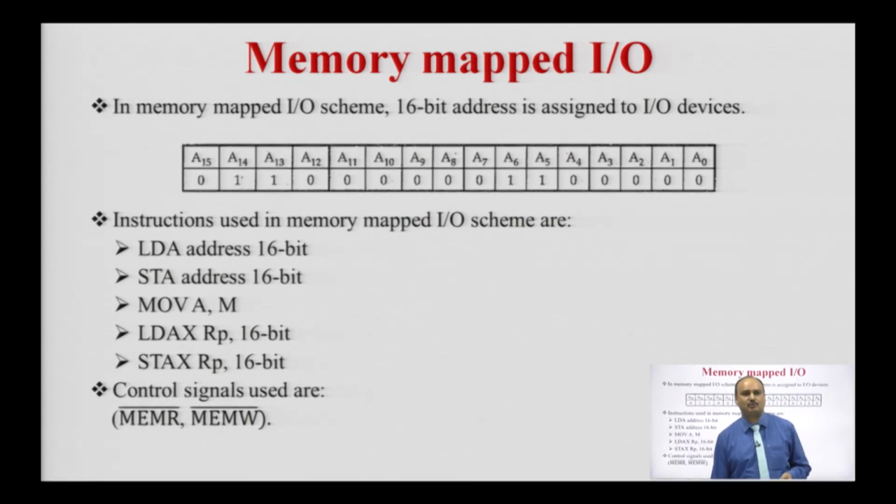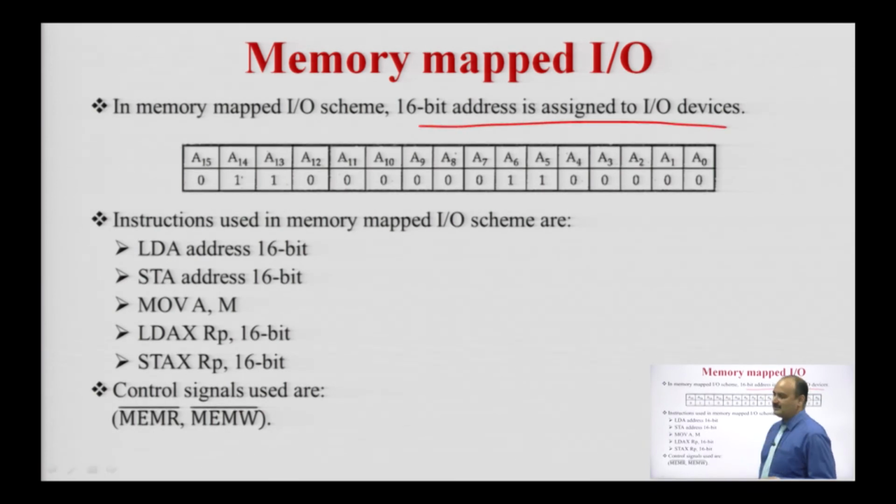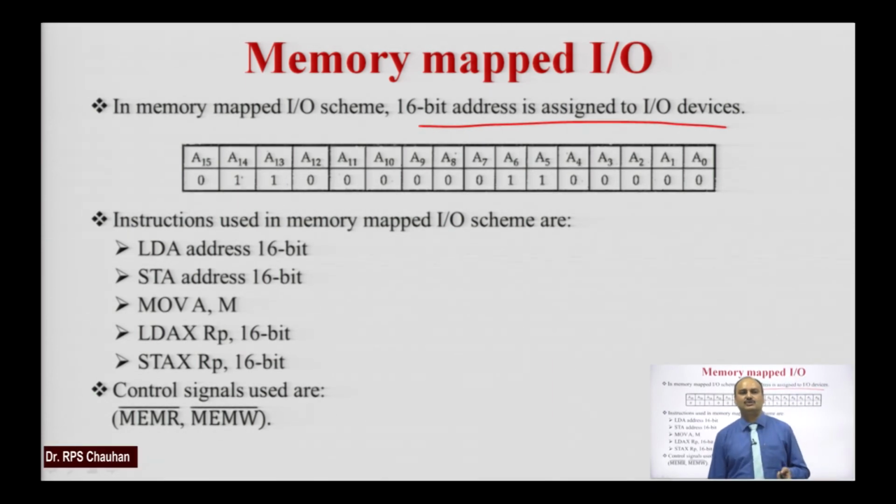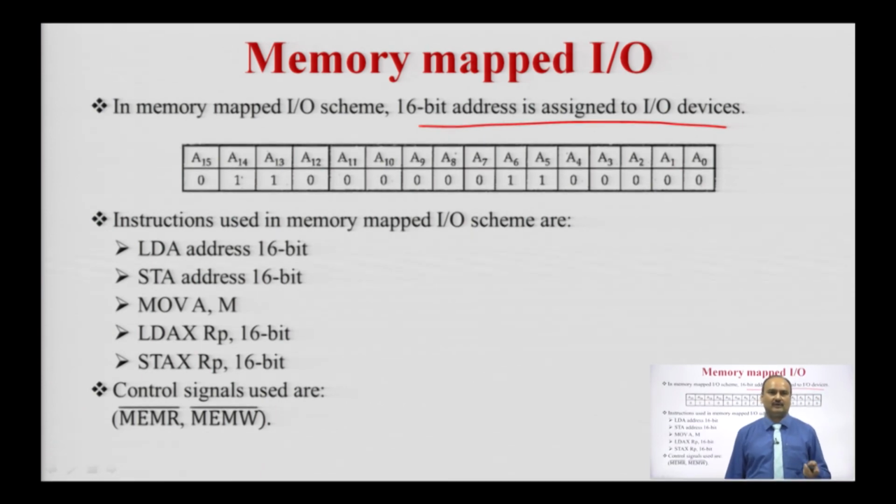In the memory mapped input output scheme, 16 address lines, A0 to A15, are used to address the input output device. The instructions used are all the memory related instructions, that is LDA 16 bit, STA 16 bit, MOV A,M, LDAX RP, STAX RP. The control signals, memory read and memory write, are used to enable the memory device, which is either memory or an input output device.